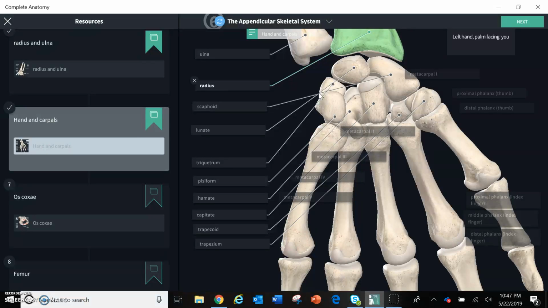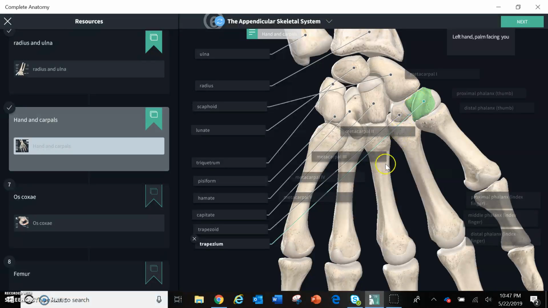Now, I like to start right here at the base of the thumb with the trapezium and then work my way counterclockwise, but you can do it any way you want. The way I remember it is for the trapezium, I think of a trapeze artist, and the thumb is really important for a trapeze artist because they got to hold on to the swing or whatever. So it's really important for them. So I immediately remember trapezium.